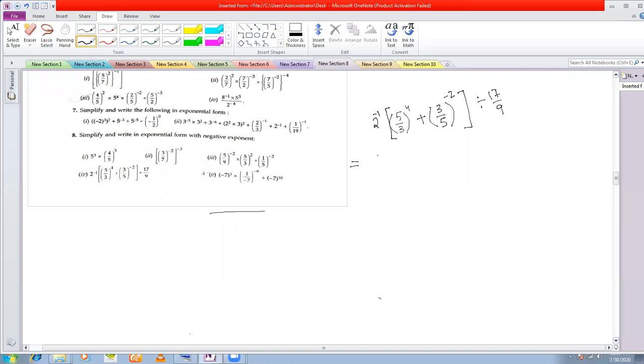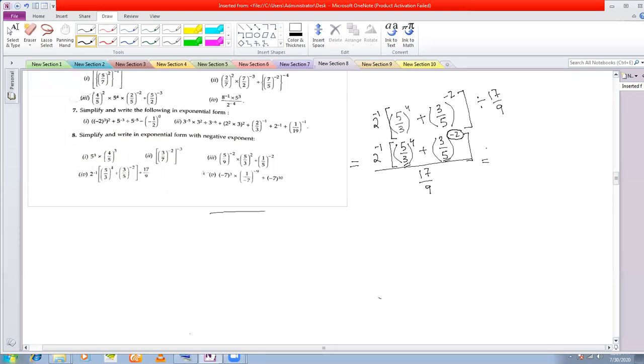So first, what to do? Carry out the division. 2 to the power of minus 1, 5 by 3 to the power of 4 plus 3 by 5 to the power of minus 2, whole divided by 17 by 9. Okay. Now what do you see? You see 5 by 3 is the reciprocal of 3 by 5, right? Yes, sir.